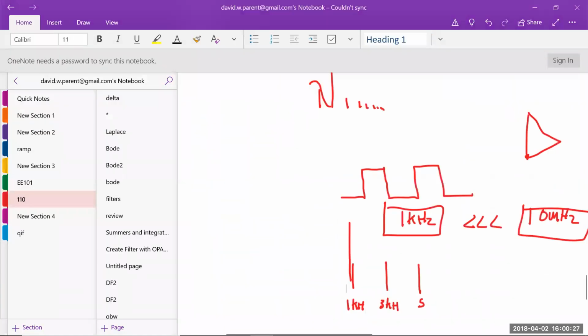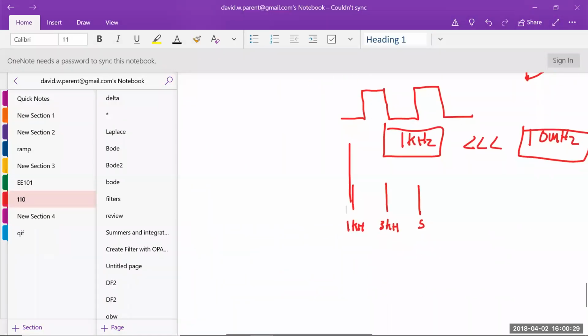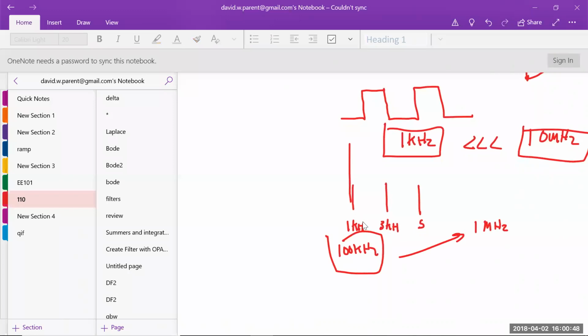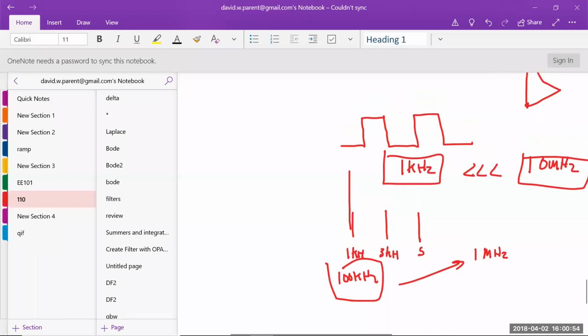But if you're saying, hey, I'm at a 100 kilohertz clock, right, and I've got a 1 megahertz gain bandwidth, well, this signal, even though it's smaller than the gain bandwidth, you think you're okay. No, these infinite sums are there whether you like it or not, okay?